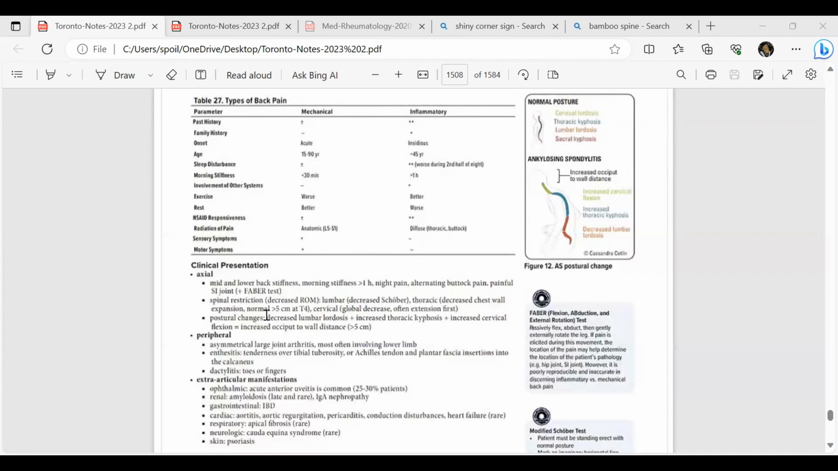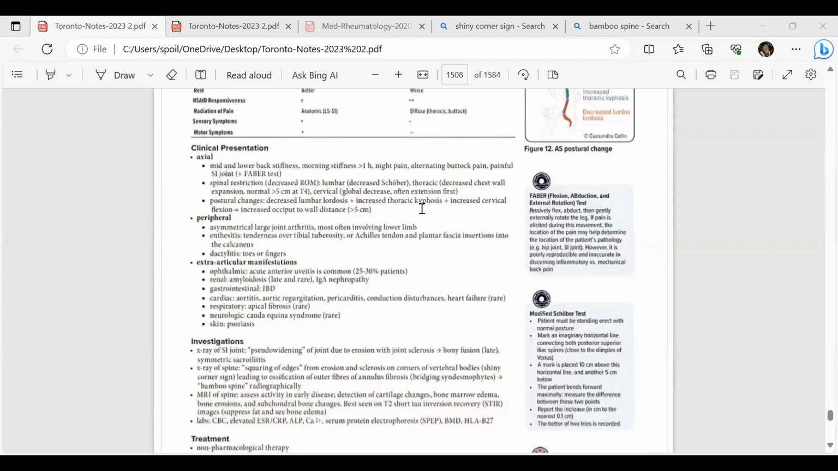And there will be decreased chest wall expansion and cervical, also global decrease and often extension first. Postural changes will be there because of all these things. Height will be reduced. There will be increased kyphosis, cervical flexion, and all. Asymmetrical large joint arthritis will be there, and you'll see tenderness over the tibial tuberosity, and as we just read above, there will be tendonitis, Achilles tendonitis, and everything will be there. Dactylitis will be there as well.